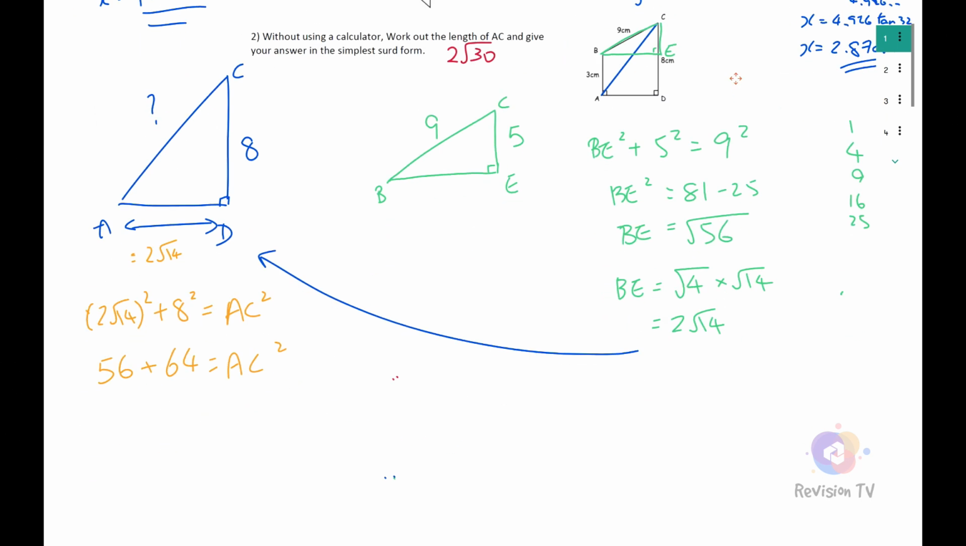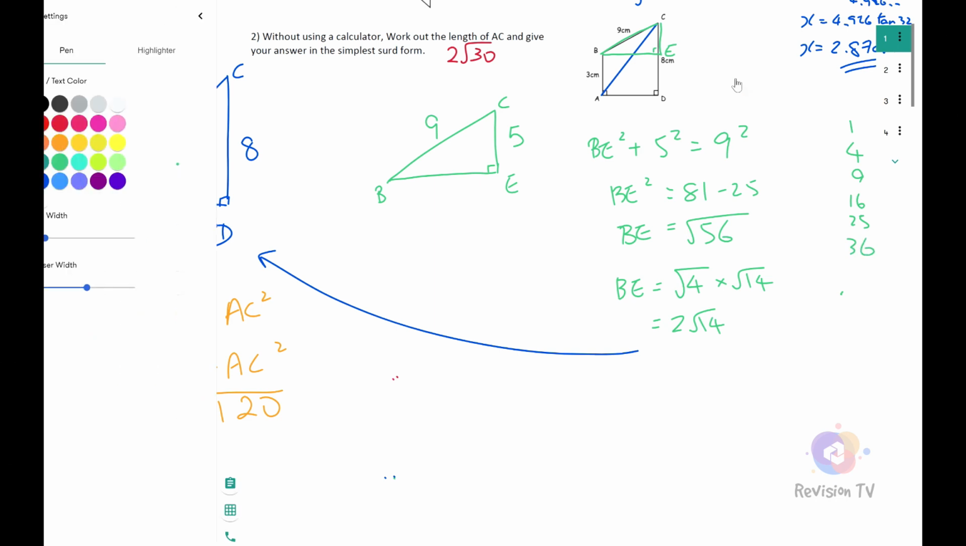So add them up together, and you will get AC equals the square root of, so add them up, that will be 120. Using the square numbers again, the biggest one that goes into it is 25. Does it go into it? Oh, 36 actually, there's one more, 36. I know 36 goes into it. That's it.